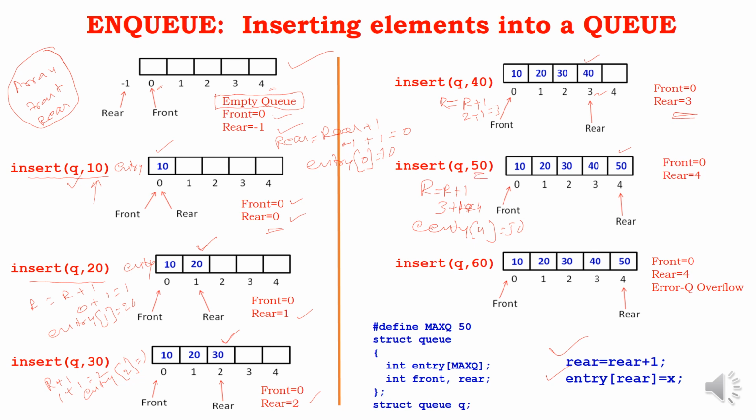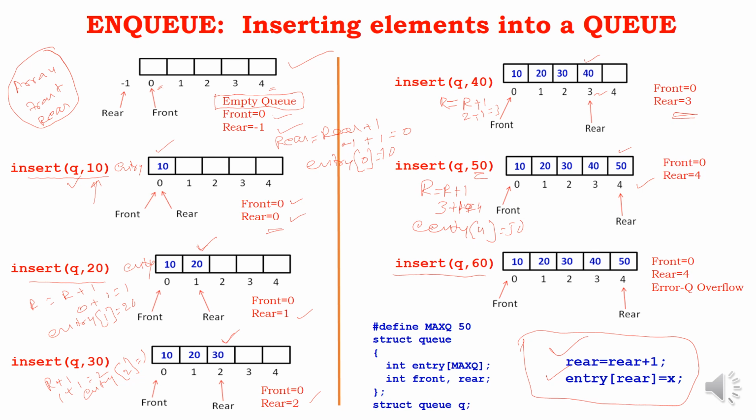So every time what is happening? Rear plus 1 and entry of rear is x. So if you want to insert an element, you increase the rear value and place the new element at the rear position. See here, the capacity of the array is 5 elements. 5 elements have been filled. Still, you want to insert one more element. Here we are trying to insert one more element when we have filled all the 5 elements.